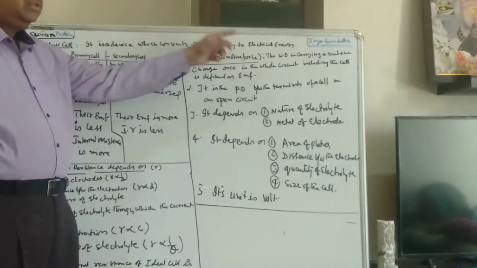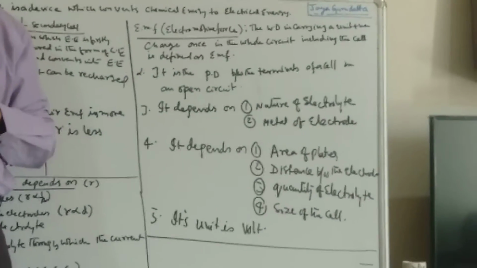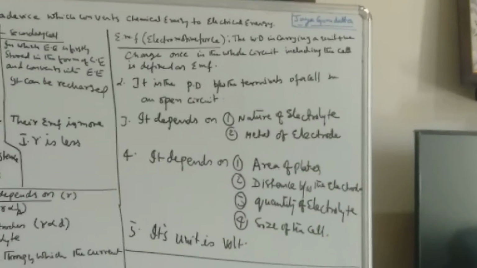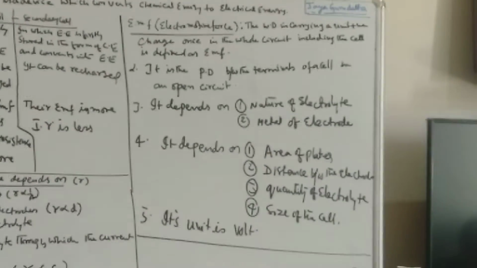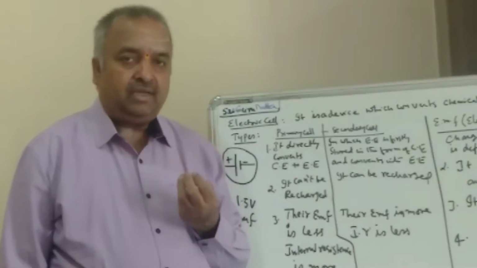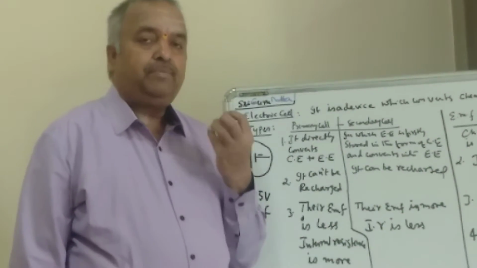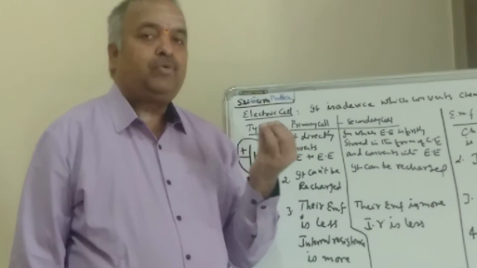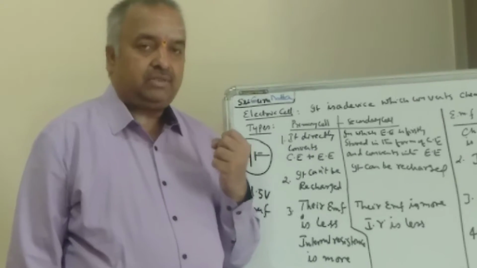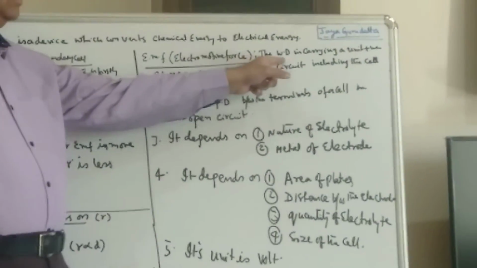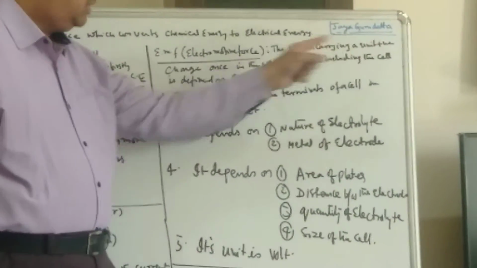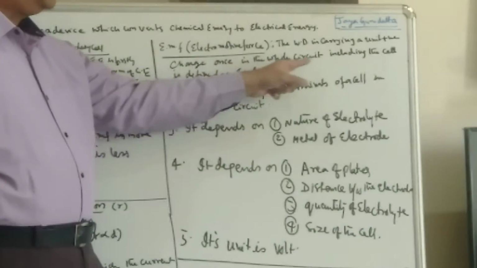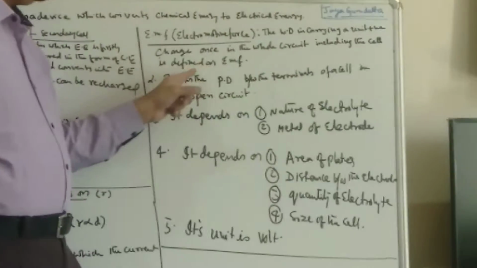Okay. So what is EMF? Electromotive force. Let us know the difference between the electromotive force and the potential difference. In the earlier class, we learned potential difference. What is the definition of potential difference? It is the amount of work done in bringing a unit positive charge from infinity up to a point. That is the potential difference. But in the case of EMF, it is the work done in carrying a unit positive charge once around the whole circuit, including the cell.